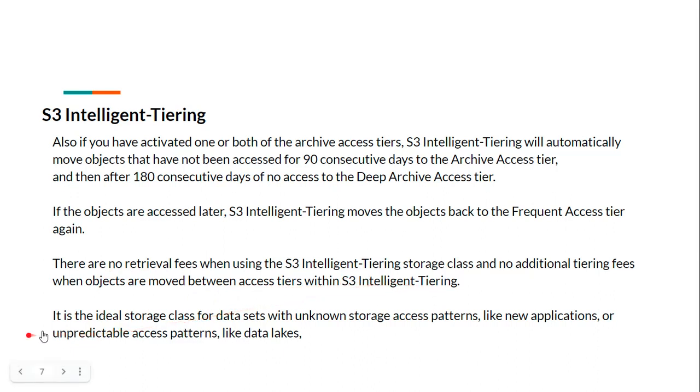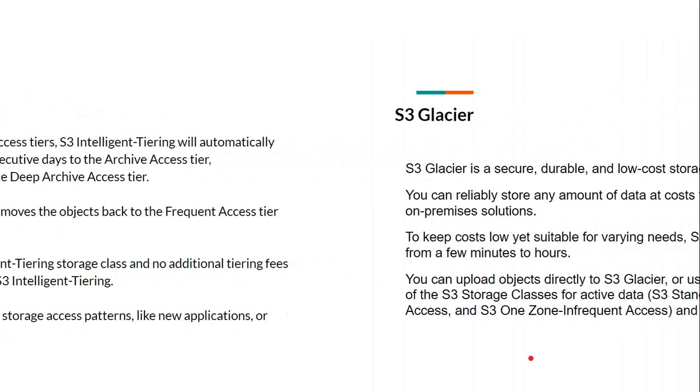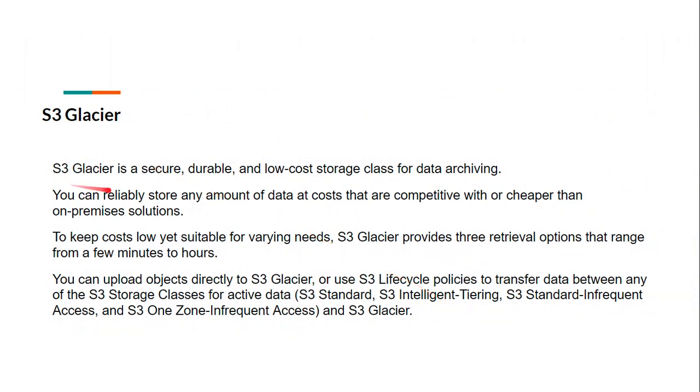It is the ideal storage class for datasets with unknown storage access patterns, like new applications, or unpredictable access patterns, like data lakes. Let's talk about S3 Glacier. S3 Glacier is a secure, durable, and low-cost storage class for data archiving.